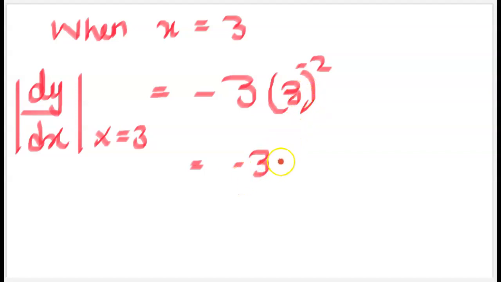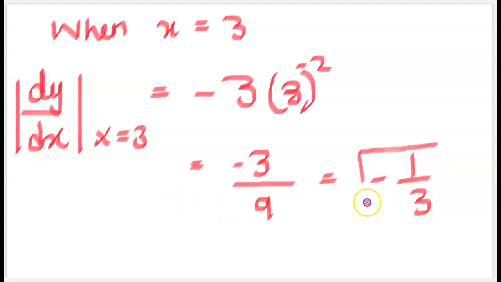And that will become divided by, when you put that in calculator, you can. 3 to the minus 2, that's the 9. So the answer is minus 1 over 3. That's the gradient. Yeah, so this is the answer here. Okay.